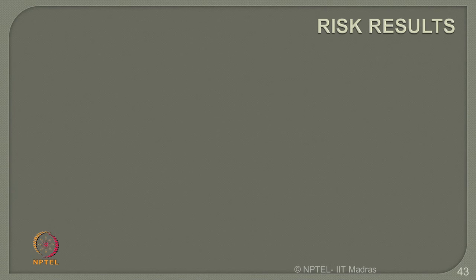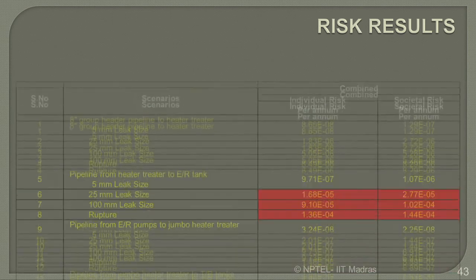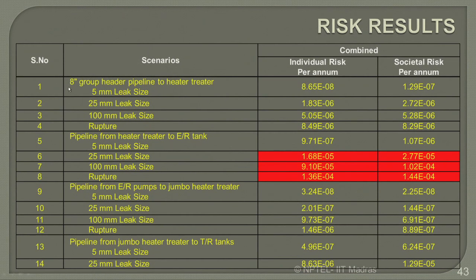Let us now quickly see the risk results taken from the software for the specific problem identified in the case study. For different conditions of the 8 inch group header, pipeline from heater treater, pipeline from ER tanks and pipe from jumbo heater treater, the individual risk per annum is computed, societal risk per annum is also computed, and the red band values are all showing an unacceptable level of risk. For example, if the pipeline from heater treater to ER tank ruptures with a 25 mm leak or 100 mm leak or results in whole bore rupture, the risk can reach an unacceptable level for the given plant.